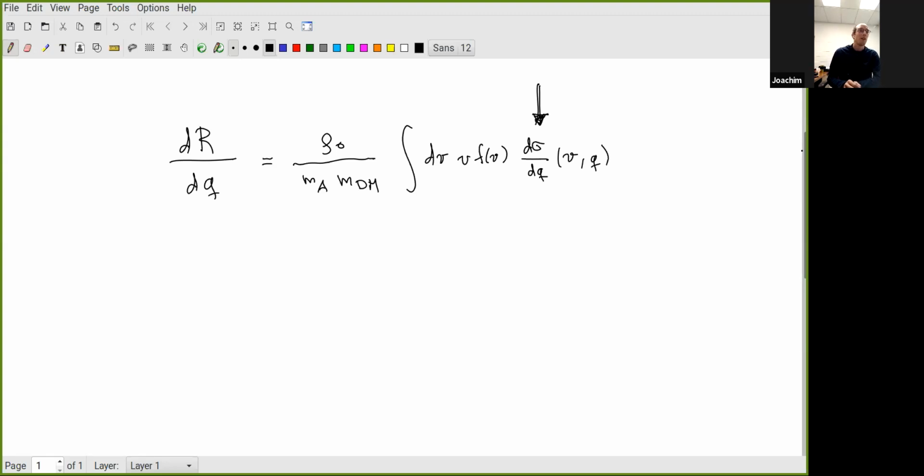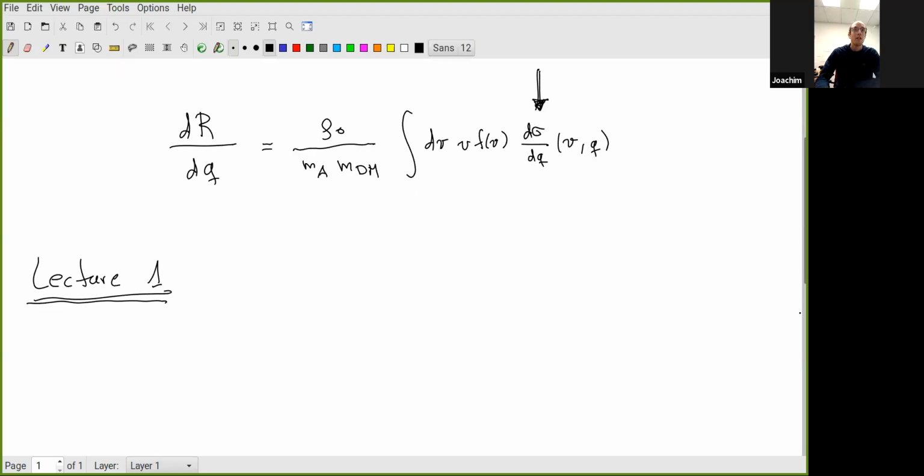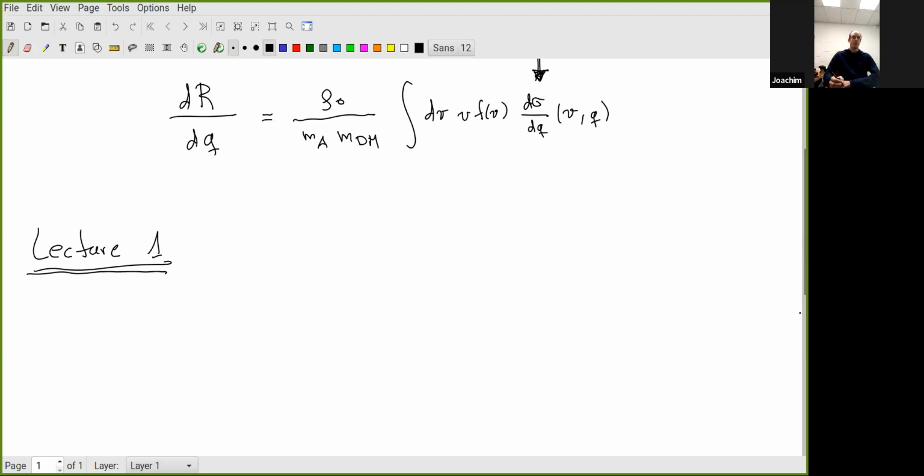So, first part. Let me call it just lecture 1. What we want to do is take a simple model and just calculate this thing. And to set the stage, let's first get a picture of what happens in the scattering.